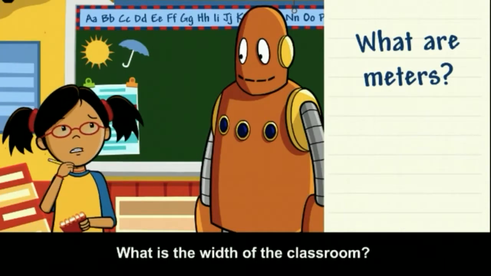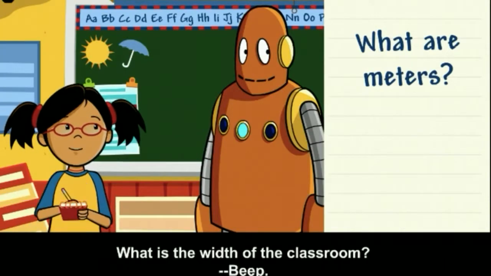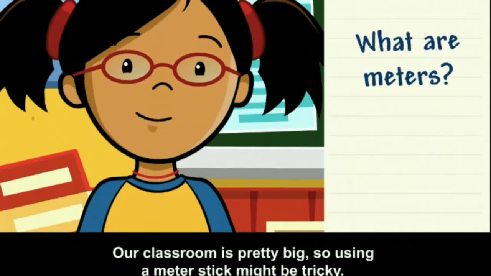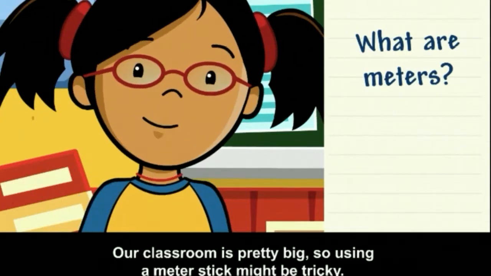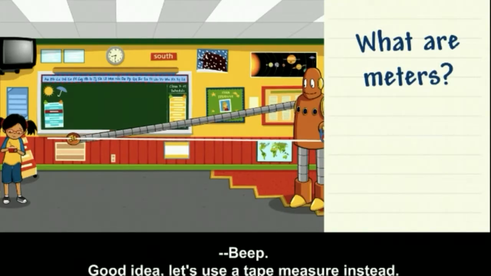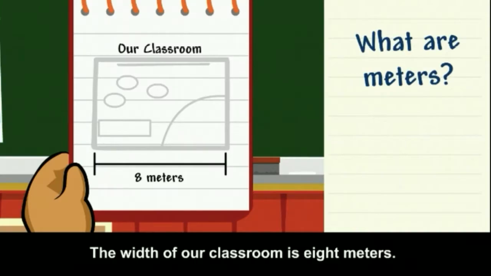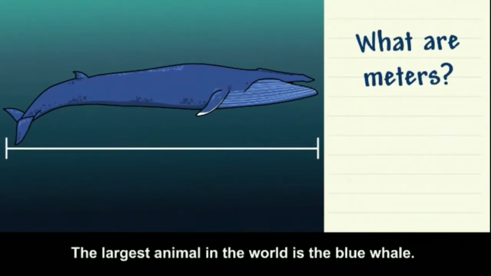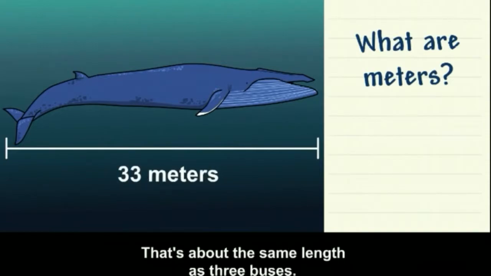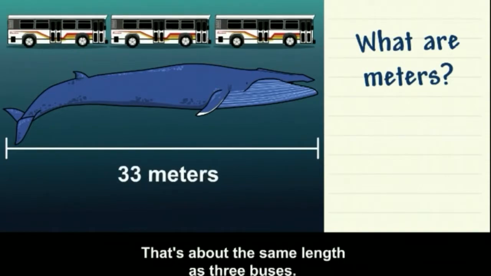What is the width of the classroom? Our classroom is pretty big, so using a meter stick might be tricky. Good idea. Let's use a tape measure instead. The width of our classroom is 8 meters. The largest animal in the world is the blue whale. They can be about 33 meters long. That's about the same length as 3 buses.